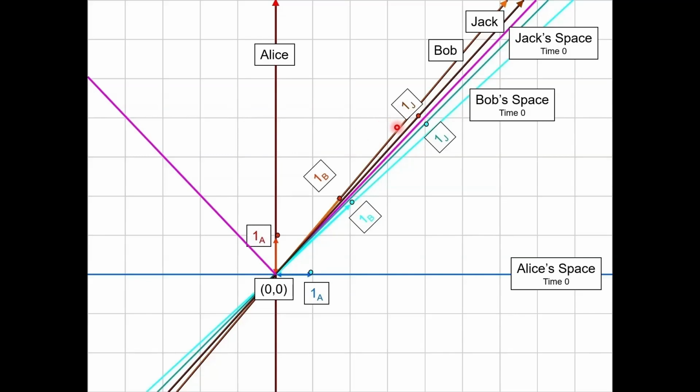And accordingly, Bob will see Jack's 1 second as double of its 1 second. So because the relationship between Bob and Jack is the same as the relationship between Alice and Bob, they will see the other coordinate system in the same way, even if it looks like their situation is different from our outside perspective.